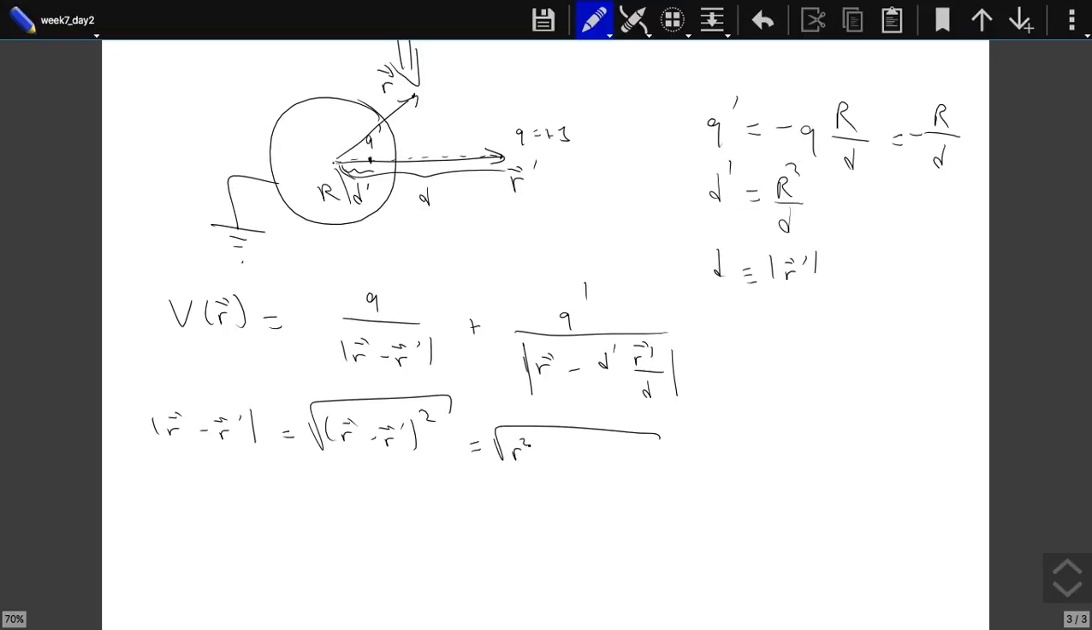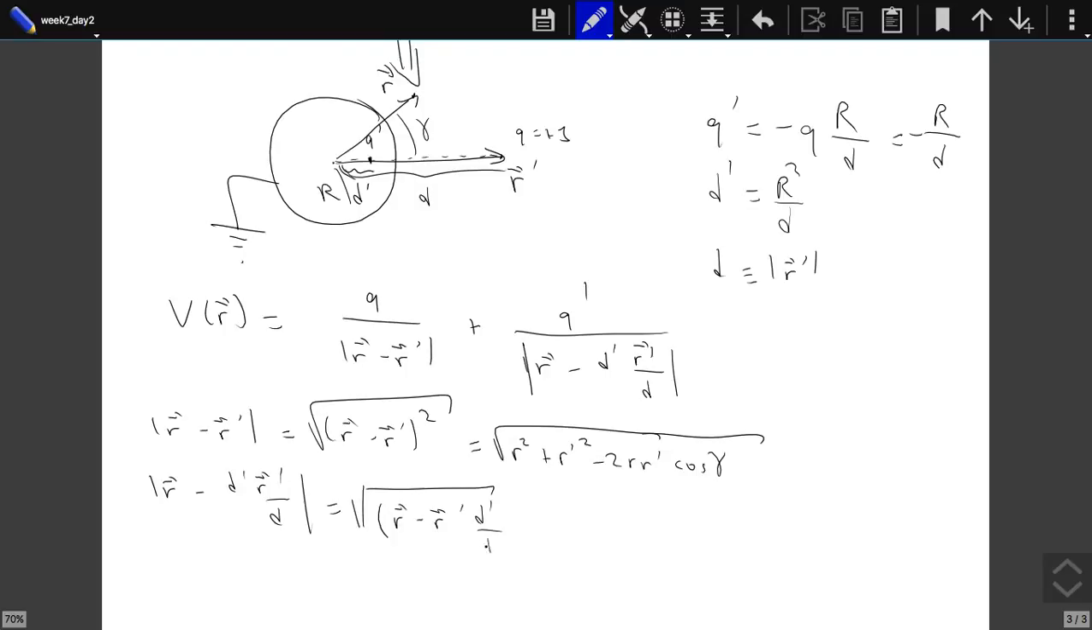This is R squared plus R prime squared minus 2R R prime cosine gamma. Gamma is this angle. And R minus D prime, R prime over D, well, I will just do the same trick: R minus R prime D prime over D squared, which is the square root of R minus R prime. Well, D prime over D is R squared over D squared.